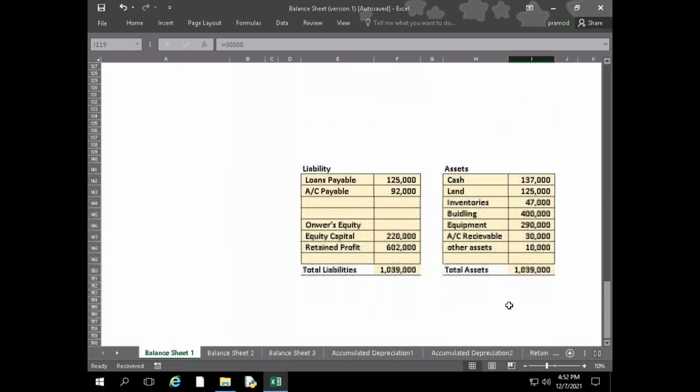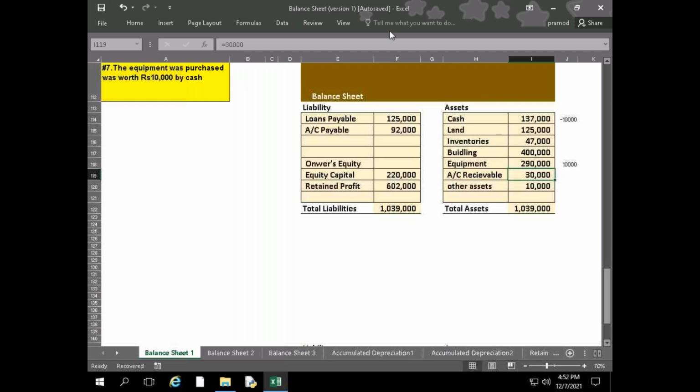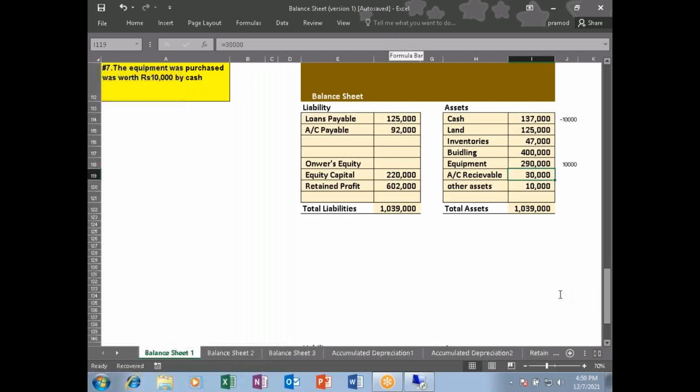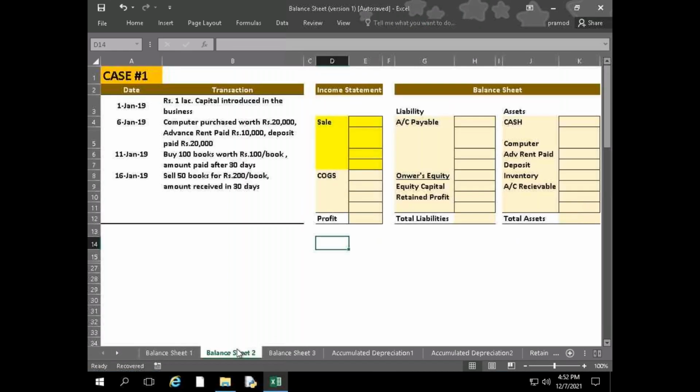So this should be my answer. Everyone got the same answers? Yes, sir. Okay. So the next which we will be doing is balance sheet 2.